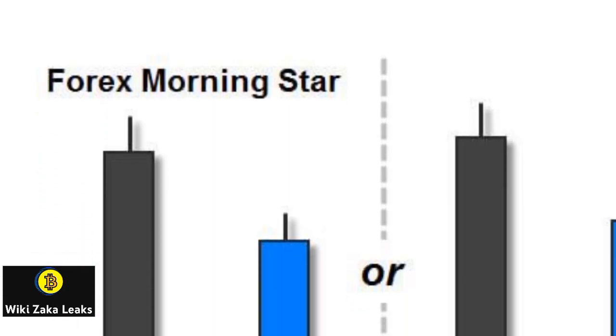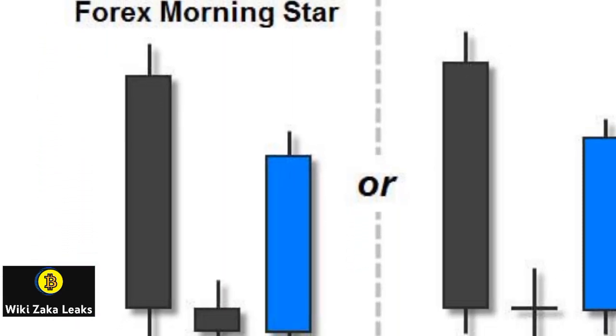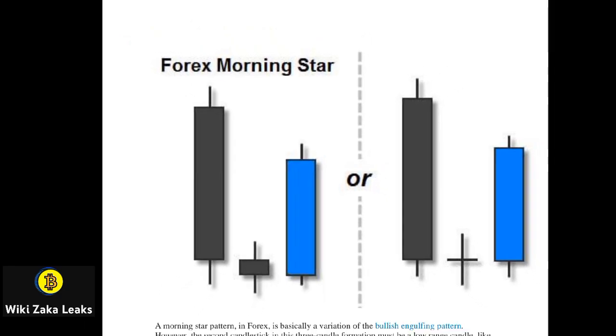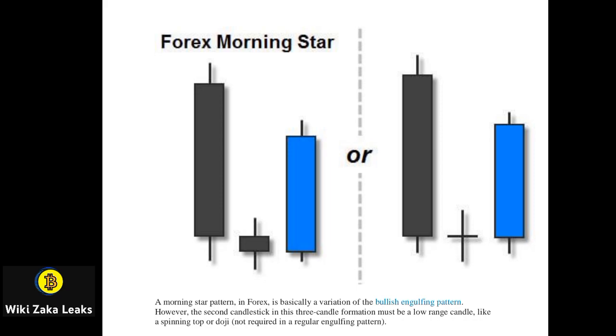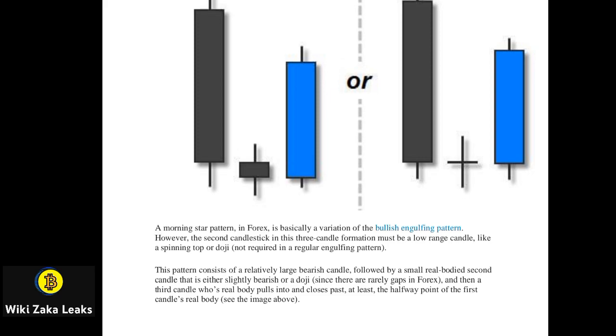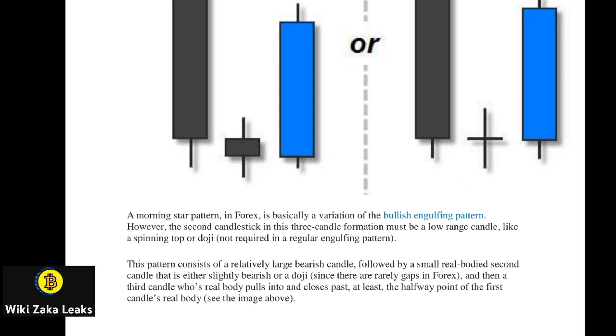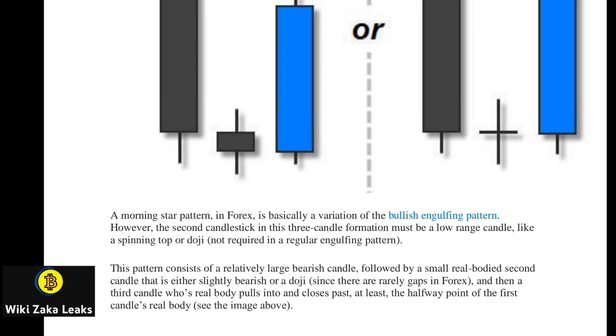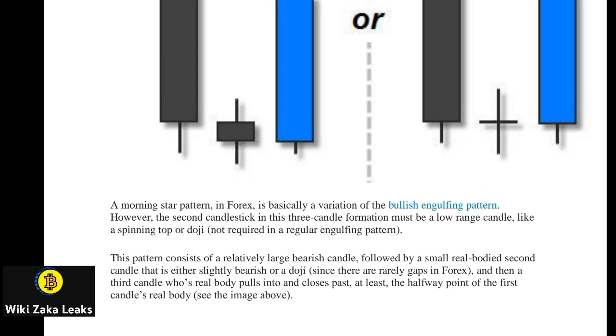Okay, the Forex Morning Star. So this is the actual Forex Morning Star. Okay, the morning star pattern in Forex is basically a variation of the bullish engulfing pattern. However, the second candlestick in this three candle formation must be a low range candle, like a spinning top or doji, not requiring a regular engulfing pattern.